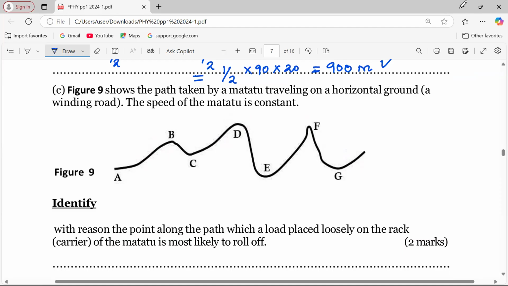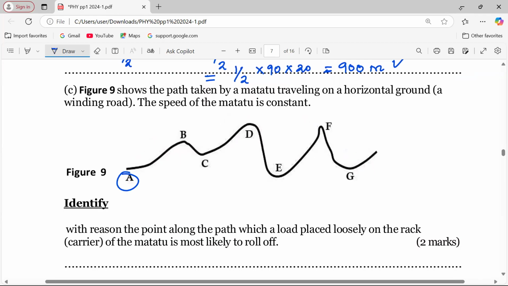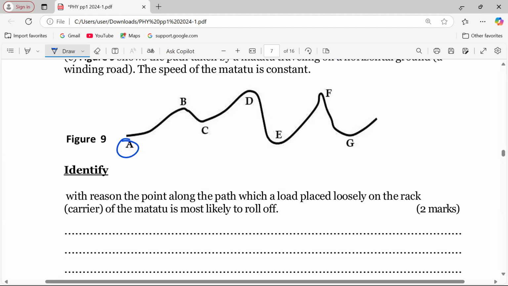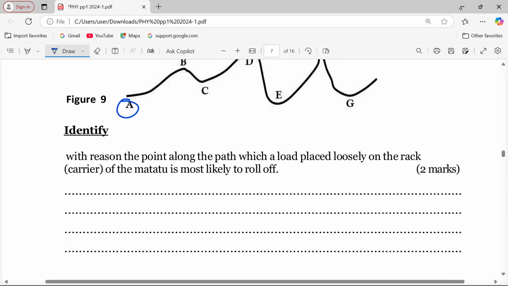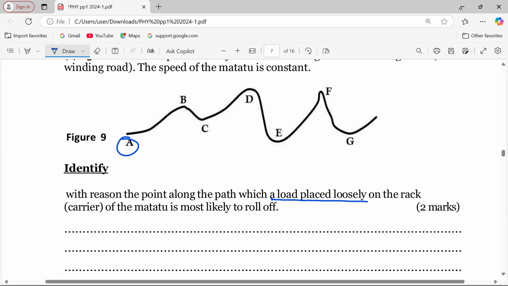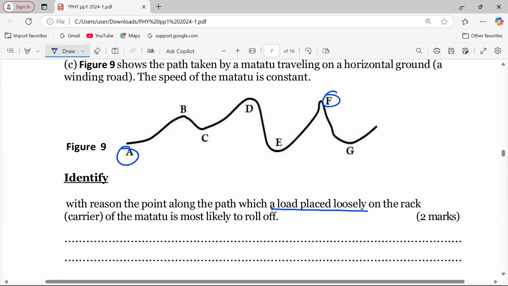You can see point A on the path. The journey continues to B, C, D, E, F, G, but identify with reason the point along the path which a load placed loosely on the rack or the carrier of the matatu is most likely to roll off. And according to me, I would say it is at point F. Let me give you the explanation, because we are told with reason, explain this.